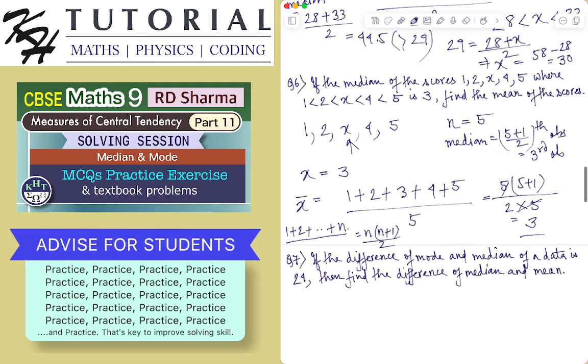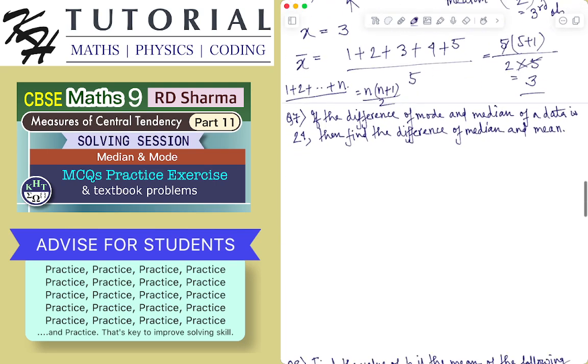Okay, let's see question number 7. If the difference of mode and median of a data is 24, then find the difference of median and mean. Clearly we have to use the formula: mode is equal to 3 times median minus 2 times mean. This is the formula we know, the empirical relation between mean, median and mode for a moderately symmetric distribution.